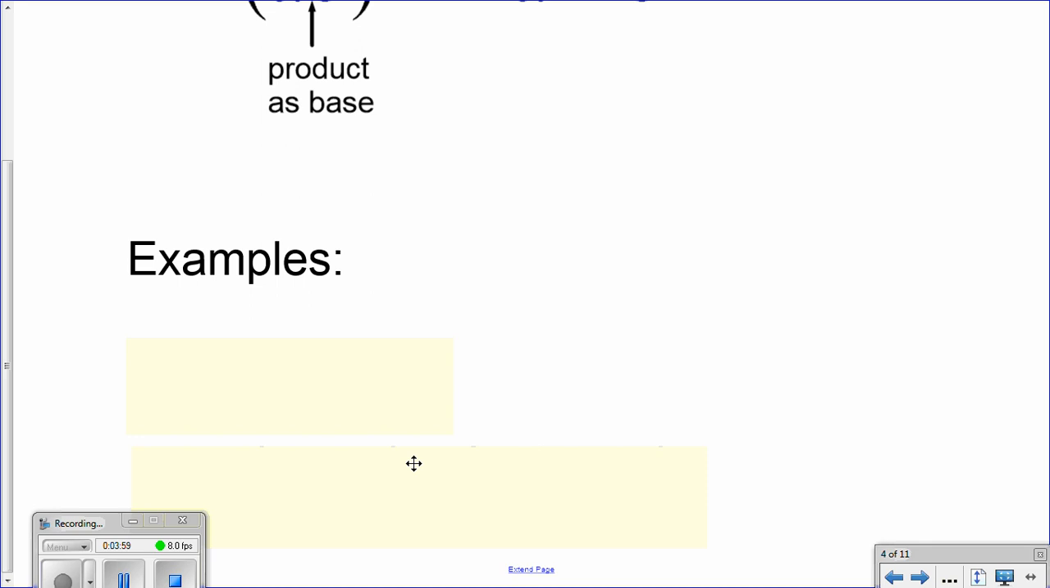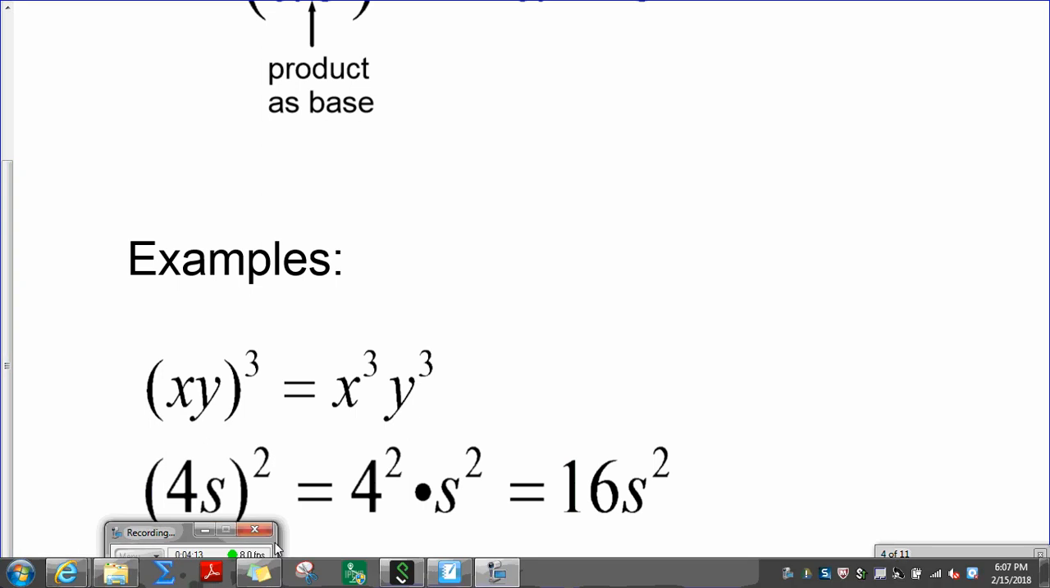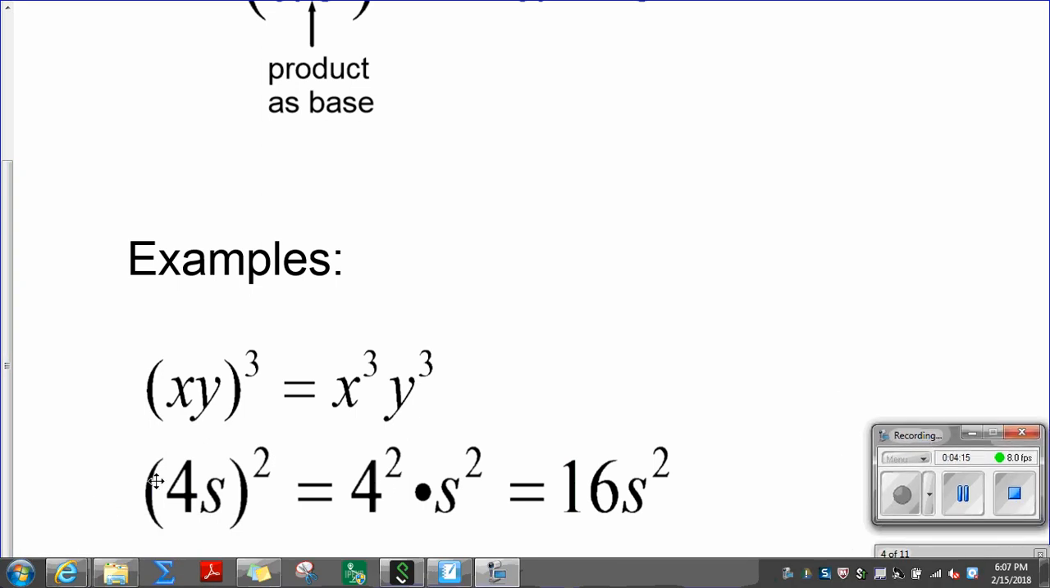An example would be if we had xy being raised to the 3rd power, the 3 gets applied to the x, and the 3 gets applied to the y. If you can simplify it further, go for it. Same thing here, even with numbers. It's 4s being squared, so that 2 applies to the 4 and to the s. So we get 4 squared times s squared. 4 squared we know how to do, it's 16. So we get 16s squared.